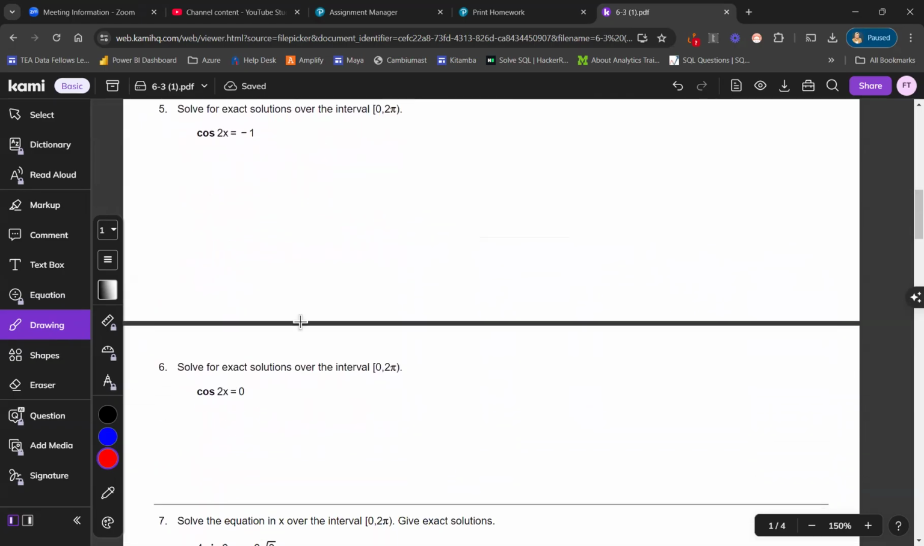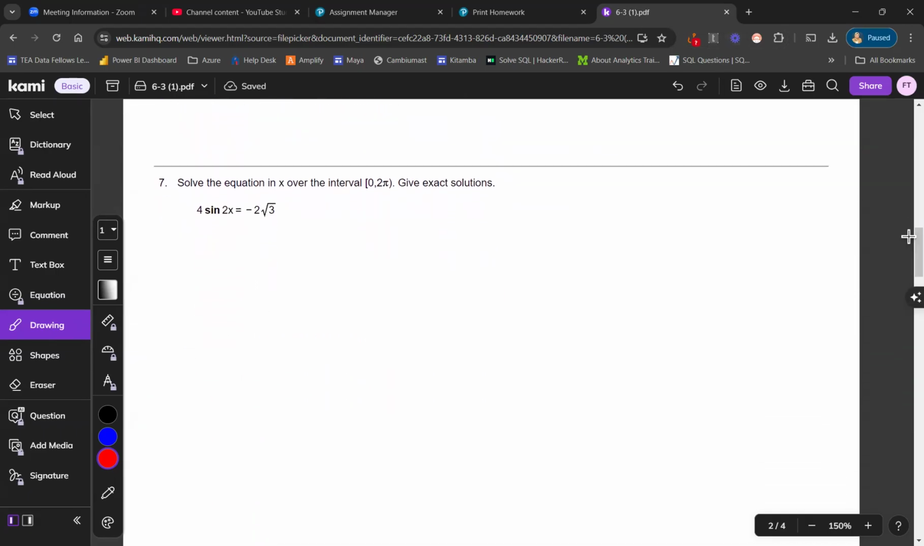For number 5, this time cosine x is set to a -1. If you think when the cosine value becomes a -1, cosine of 180, which is pi, is equal to a -1. And then cosine of 3 pi will be equal to a -1. So therefore, 2x will be set to pi. That means x will be half of that angle. And then 3 pi will be set to 2x. So x will be 3 pi over 2. And these are going to be the only two answers for number 5. Number 6 is very similar. And for number 7, this will be the last one we do together.